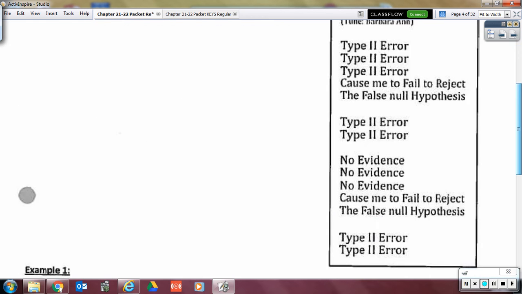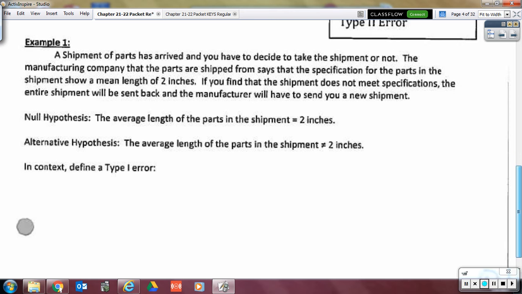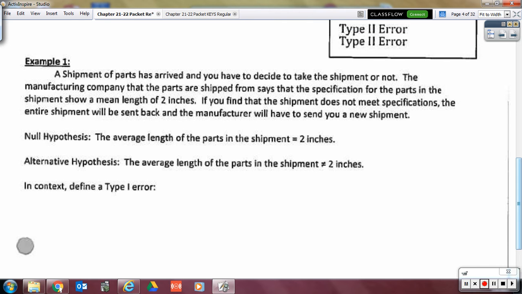Before we do type 2, go on to the next page and let's do an example of this. Here we go. A shipment of parts has arrived, and you are the person that works at the shipment dock. You have to decide whether or not to accept the shipment. The manufacturing company says that the specification for the parts shows a mean of 2 inches. If you find that the shipment does not meet specifications, you're going to send the entire shipment back.